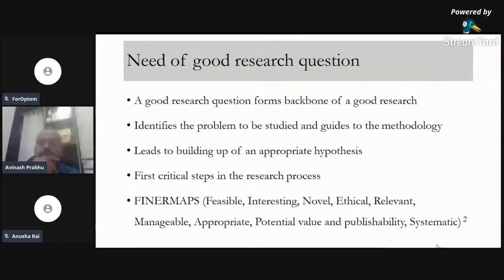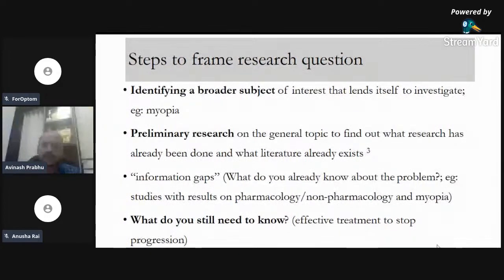And finally, it should be systematic, right? It shouldn't be very abrupt. It shouldn't be filled with confusion. There should be a systematic flow in the research question. So when you're planning for a research question or a research idea, let this acronym be in the mind. FINER MAPS. It should be feasible. It should be interesting. It should be novel, ethical, relevant, manageable, appropriate, potential value and publishability, and also it should be systematic.